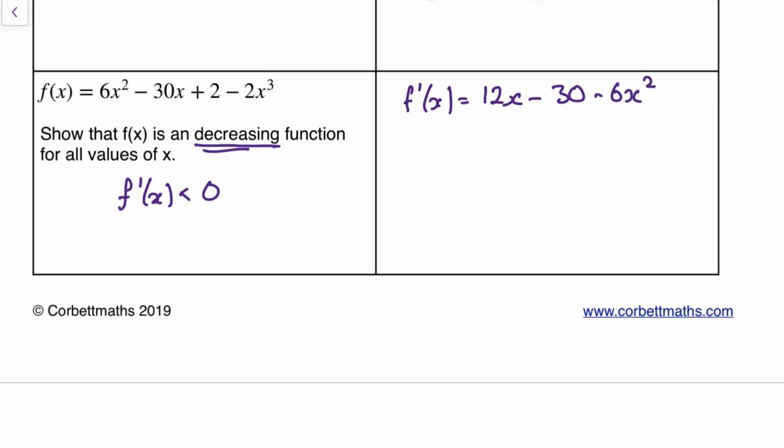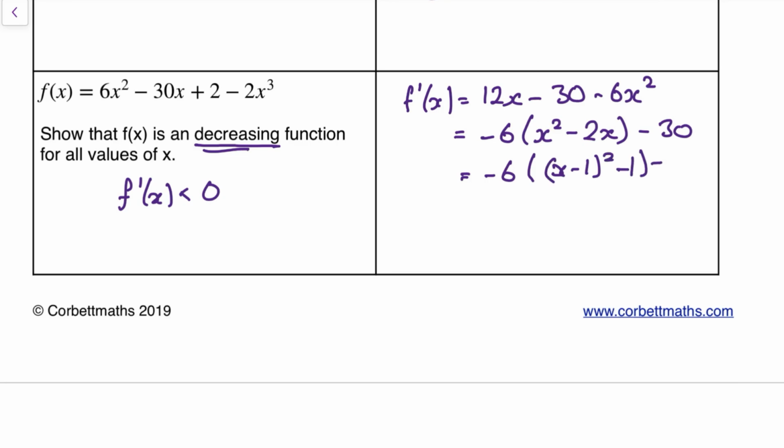Now I need a way of clearly showing that all these values are less than 0. So what I'm going to do is complete the square. So it's going to be minus 6 times x squared minus 2x minus 30, which is going to be minus 6 times x minus 1 squared minus 1 minus 30. Now be careful here, because it's minus 6 times x minus 1 squared. Minus 6 times minus 1 is plus 6, so that's going to give me minus 24.